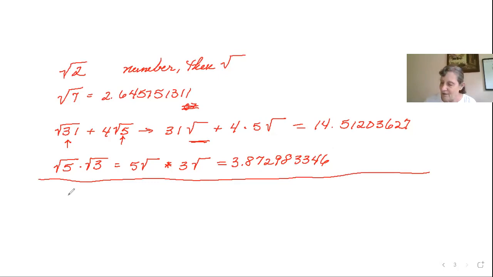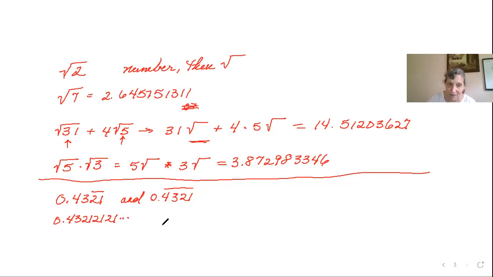Also, I want to point out the difference between something like 0.04321 with a line over the 21 and 0.4321 with a line over, say, the whole thing. Those aren't the same number. This one is 0.3212121, etc.